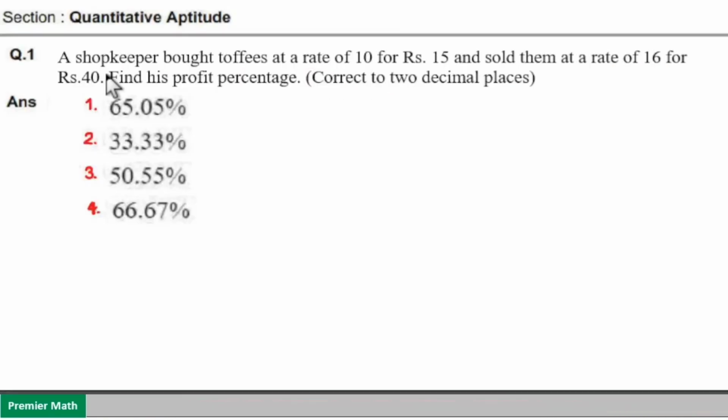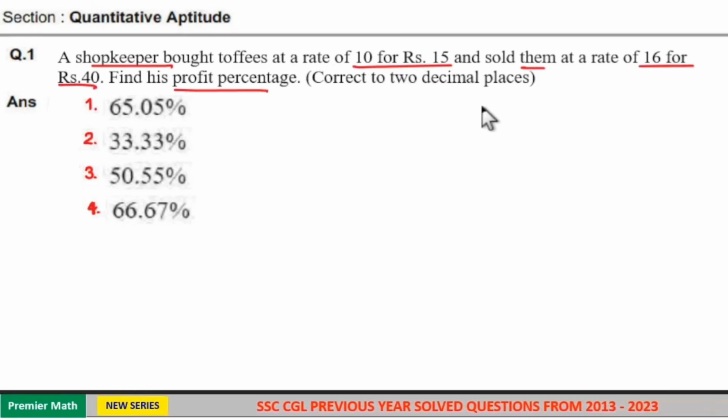denominator. A shopkeeper bought toffees at a rate of 10 for rupees 15 and sold them at a rate of 16 for rupees 40. Find his profit percentage. Here we don't know how much he bought, how much he sold. So take cost price and sell price of one toffee.